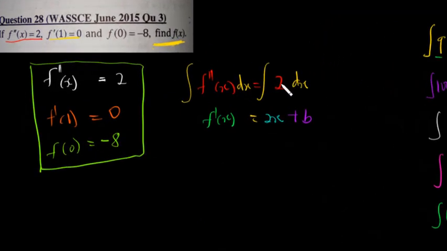So when we integrate 2, it is with respect to x, so we are going to have 2x, and because it is an indefinite integral, there are no limits. We don't have the lower limit, we don't have the upper limit here, so we are going to add the constant of integration. All right, let's go on here. So that is what we have at this point.